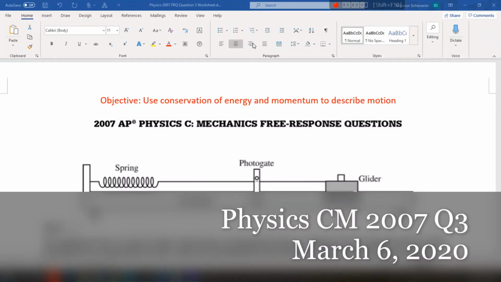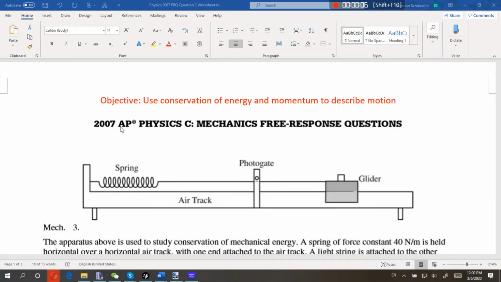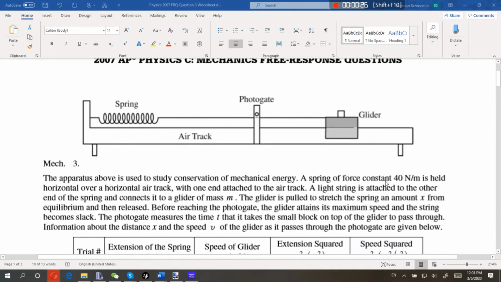All right, welcome back. I believe I've actually skipped 2006, but I'm jumping ahead to 2007. A slightly harder problem, I think. Just conceptually, easier math probably. So I've got a spring, an air track, a photo gate, and a glider. I know we aren't really the best equipped.